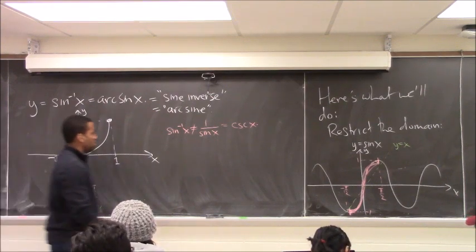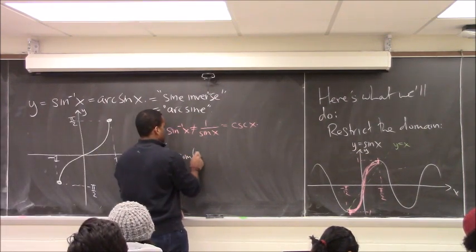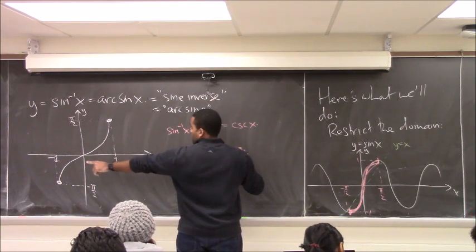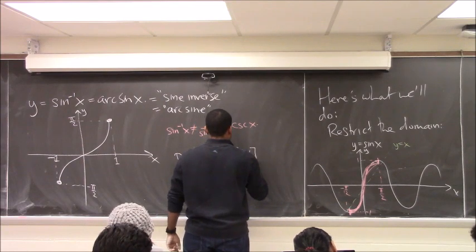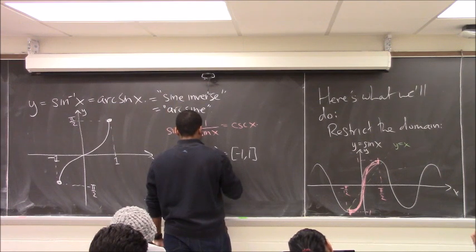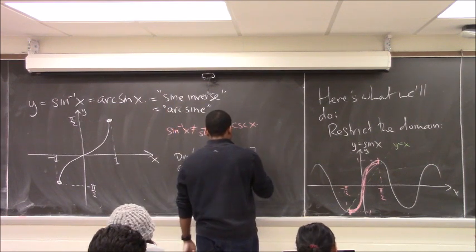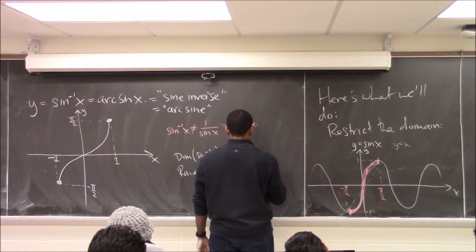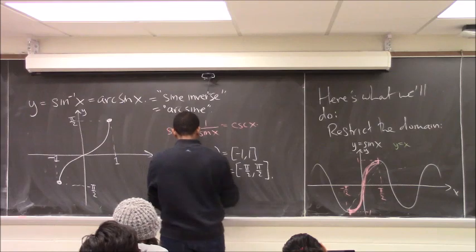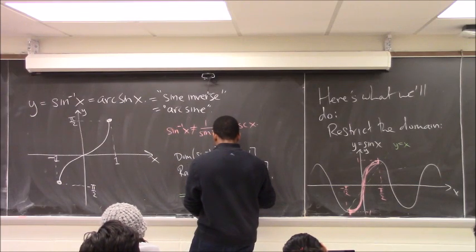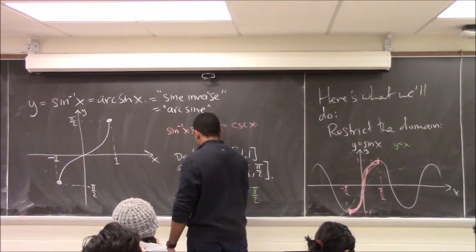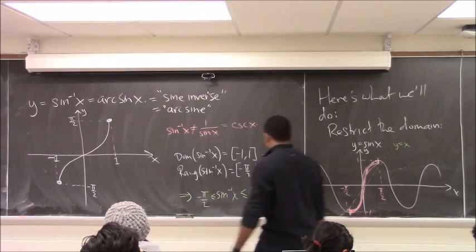One thing you want to know is that the domain of the sine inverse is -1 to 1, and the range of the sine inverse is -π/2 to π/2. And let me just reiterate that the sine inverse function will always output values between π/2 and -π/2 all the time.